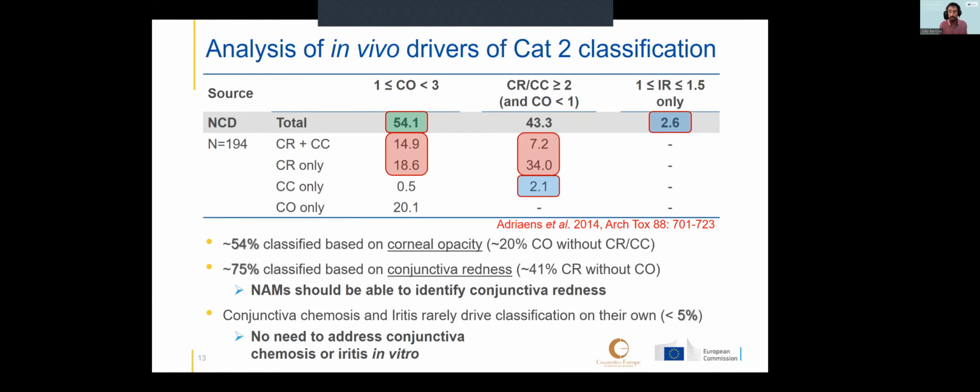And finally, conjunctival chemosis and again iritis rarely drive classification on their own, and we're talking about less than 5% in total. So there is really no need to address conjunctival chemosis or iritis in vitro.